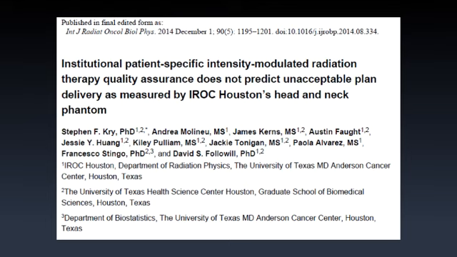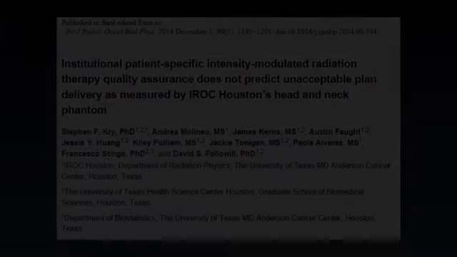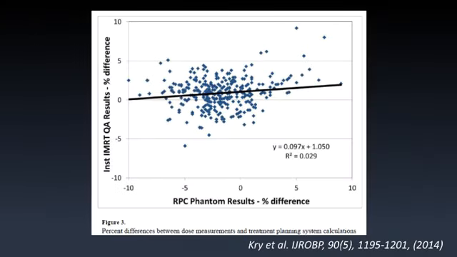I'd also like to share this study published by the IROC Houston group in 2014. It shows kind of data similar to what we've just talked about. I think the crux of this can be seen from this figure. On the x-axis, it's plotting the RPC phantom results. RPC is the old name for IROC Houston. So the results of the phantom as a percentage difference between their test versus the institutional reported dose. And you see that their test varies all over the place. You get outliers out to 10% deviations from what it should be. And it's not centered around 0 either, as it should be.